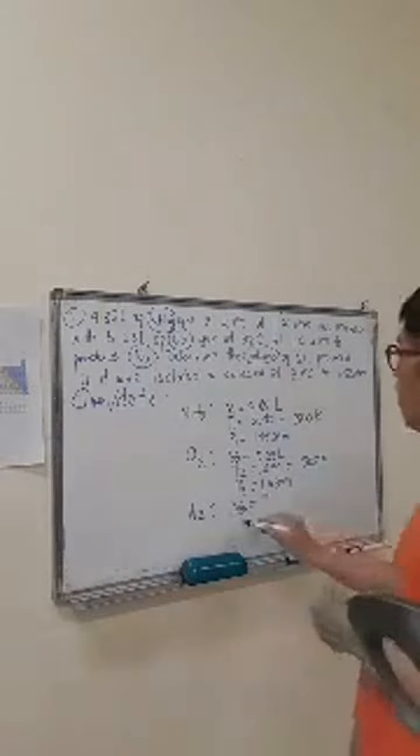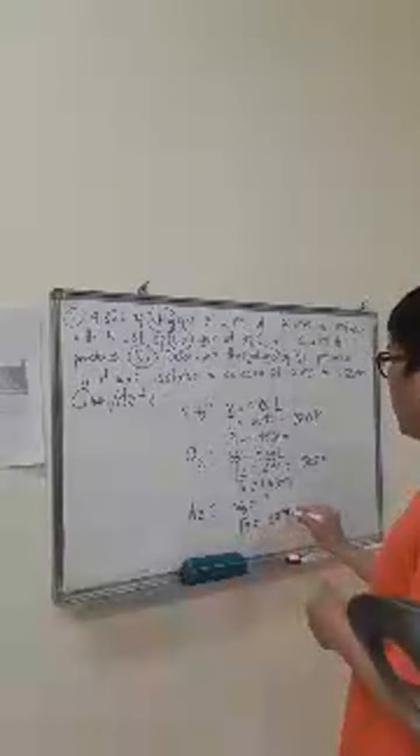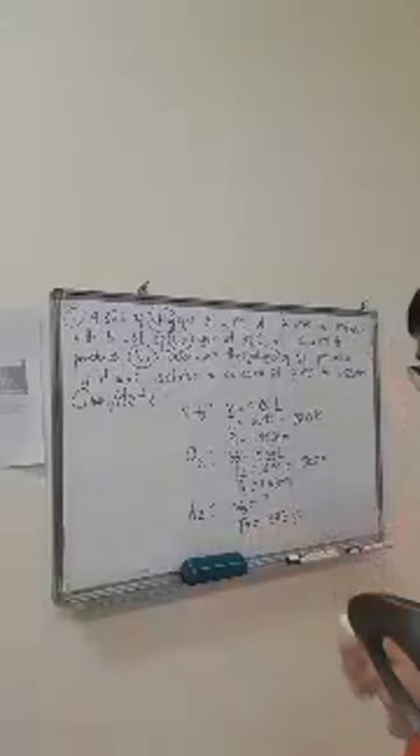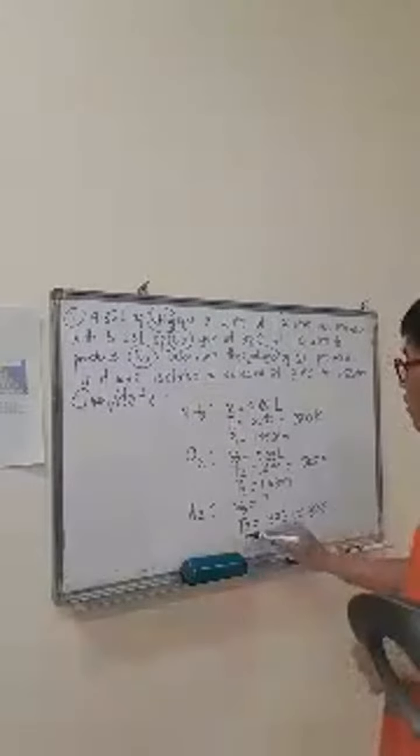T3 is equal to 37 degrees Celsius plus 273 again. Using the calculator, 37 plus 273 is 310 Kelvin. And then the pressure will be 1.52 atmosphere.